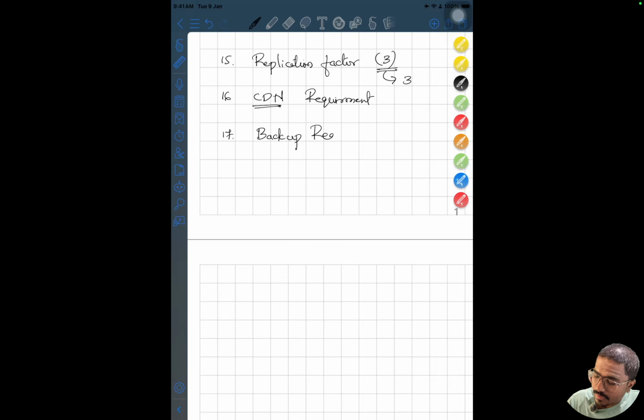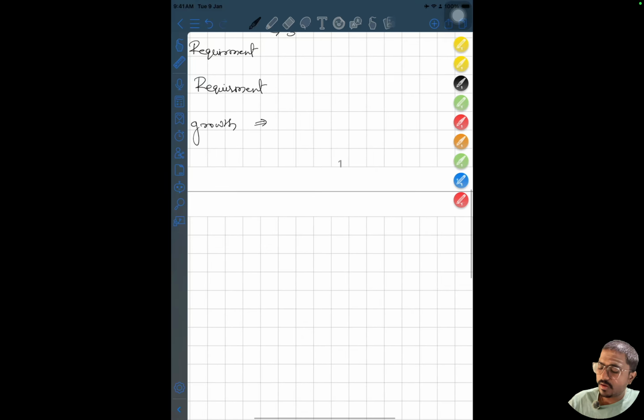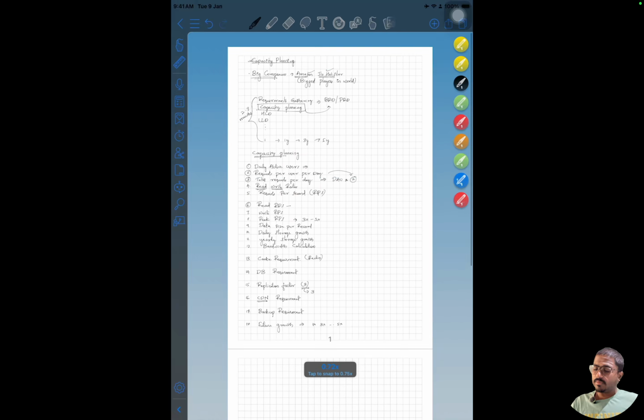And the next one is backup requirement. In case of any unexpected server down, or the region itself is down, we need to have a proper backup of our data. And the final one is future growth. It will usually be 1x to 3x and 5x, 5 times the growth that you will plan for.